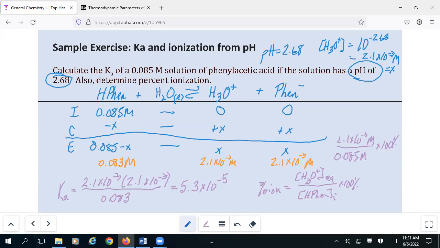To 2 significant figures, we're talking about 2.5%. So for all of that, we're only seeing 2.5% of those molecules actually breaking apart. That means that 97.5% of the molecules stayed as molecules for phenylacetic acid.